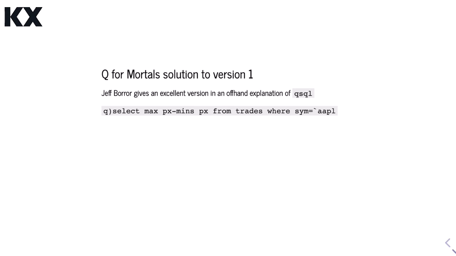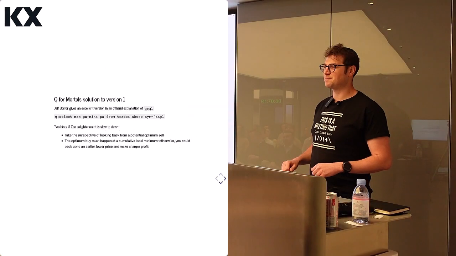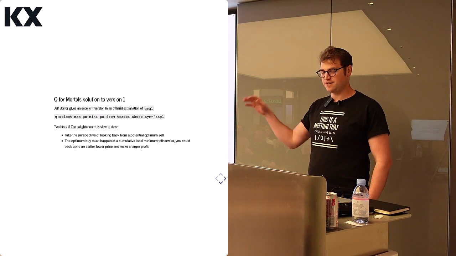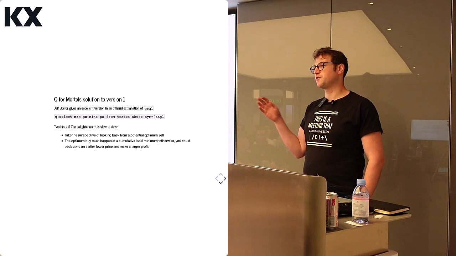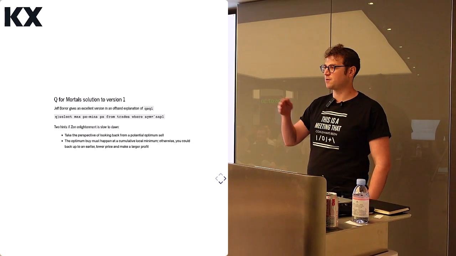And then he gives you a hint, he says, in case it's not obvious why this solves the problem, here are 2 hints. Hint number 1, take the perspective looking back from the potential optimum sell, so look from the past. And number 2, the buy must have been at the lowest price possible, at a local minimum. If not, you could have gone back in time and bought at a lower price and made more profit.